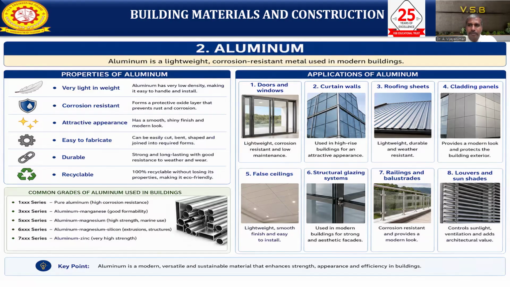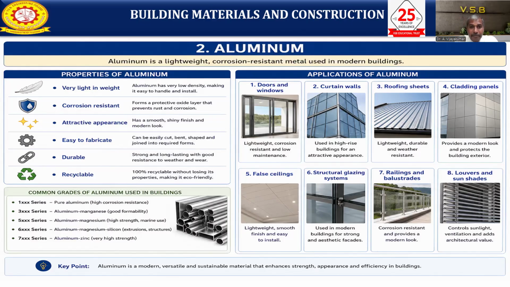So what are the properties of aluminium? Why can we say it is a lightweight material? Aluminium has a very low density when compared to steel, so it is easy to handle, and installation is also very easy. It is corrosion resistant. During manufacturing itself it forms a protective oxide layer, which prevents rust and corrosion of the structure.